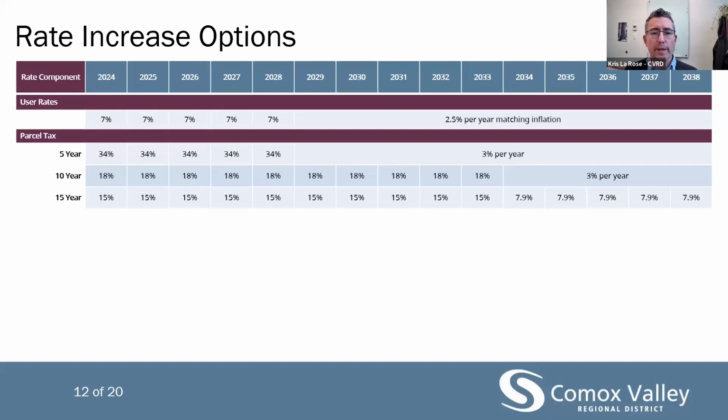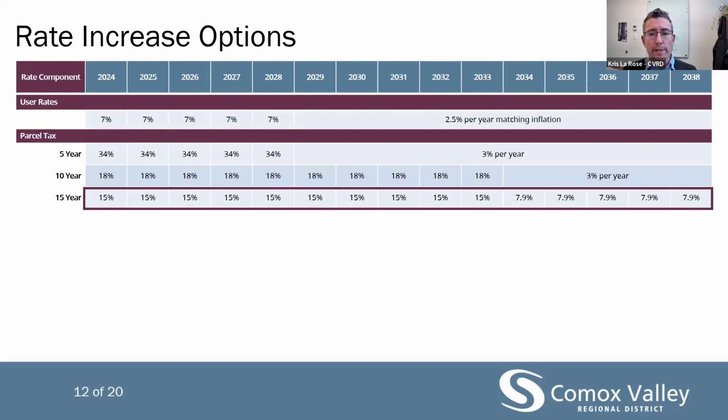For parcel tax rates, the three options were presented, ranging from a short-term but high-impact increase of over 34% annually for 5 years to a smaller increase of about 15% annually, and then down to 8% spread out over a longer period. So the 15-year approach was selected by directors for the Royston service. And that means a 15% increase annually from 2024 to 2033, and then 8% beyond.